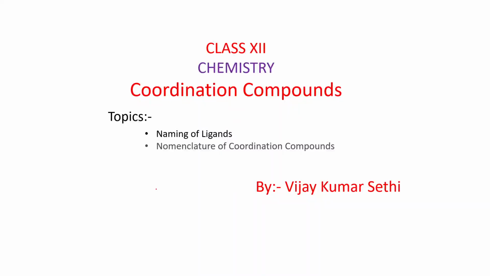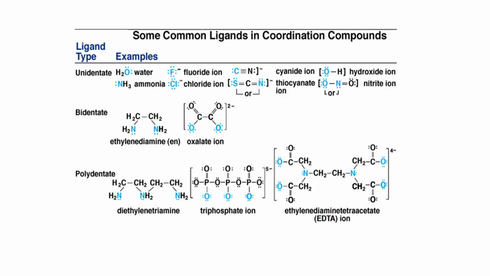Class 12th chemistry, we were discussing coordination compounds, and in this video we'll discuss naming of ligands and nomenclature of coordination compounds. First one is some common ligands in coordination compounds. First, unidentate ligands: water, ammonia. These are the neutral ligands.